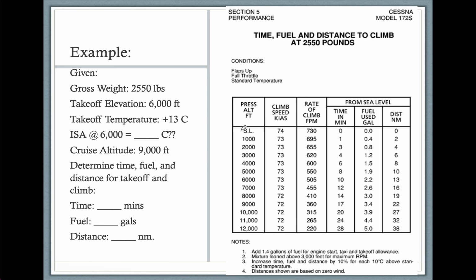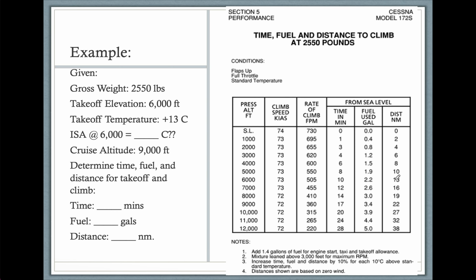So let's start with the basics on this one. If I go from sea level to 1,000 feet, it's going to take me 1 minute. I'm going to burn 0.4 gallons of gas, and it's going to take me 2 miles. If I go from sea level, let's go all the way to the end, to 12,000 feet, it's going to take me 28 minutes. It's going to take me 5 gallons of gas. It's going to take me 38 miles. So you can use this for your flight planning to determine how long it's going to take you to climb to get to your cruising altitude. So if you're just going from sea level, these are your numbers here.